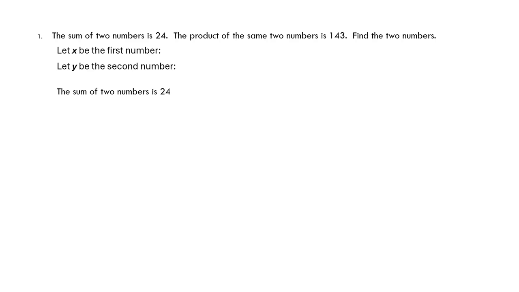Let's break these two questions at the top into two separate, easy to digest equations. So it says the sum of two numbers is 24. Well, sum means to add. So basically what they're saying is, let's take x plus y and set it equal to a value of 24. So there's our first equation.